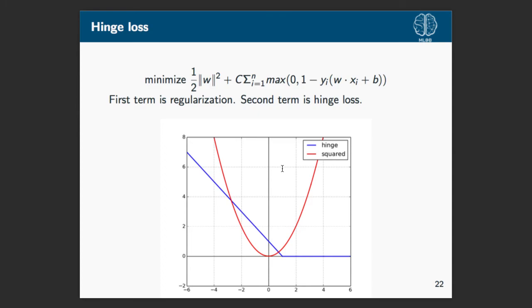So really, we did all this derivation to come up with the SVM formulation. What it really boils down to is L2 regularization and hinge loss. And we're just trying to minimize that. And that's all the SVM is trying to do. Does everyone see how that works? Any questions on that?